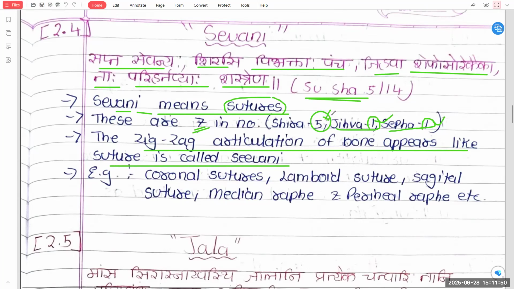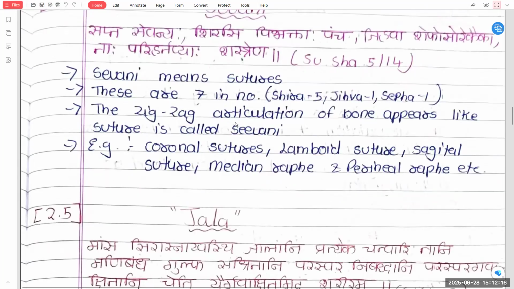So, which are the 5 sutures in the skull? Examples are given from the modern aspect: coronal suture, lambdoid suture, sagittal suture. Then in the tongue it is 1, which is a raphe, and in the penis we can say that is the perineal raphe, a median raphe. Okay. So, these are the modern correlations of Sivani and sutures.